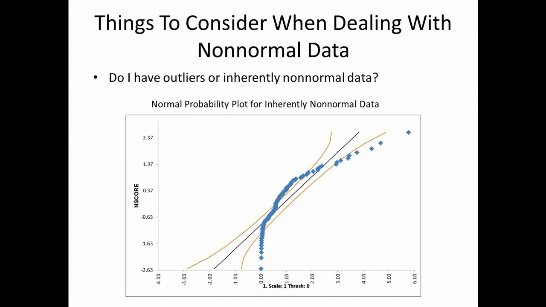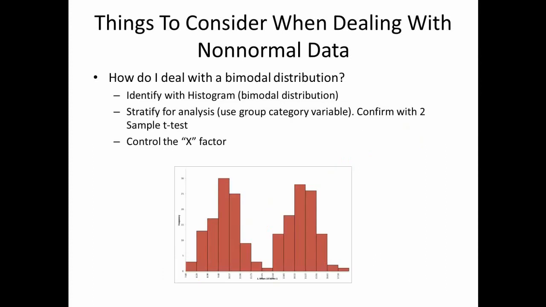You're not just dealing with a single data point. The entire data set is following a distribution that's different from a normal distribution. And in this case, it would be perfectly appropriate to look at transformations like a logarithmic transformation or some type of distribution fitting. Okay, so that's the question of outliers versus inherently non-normal data.